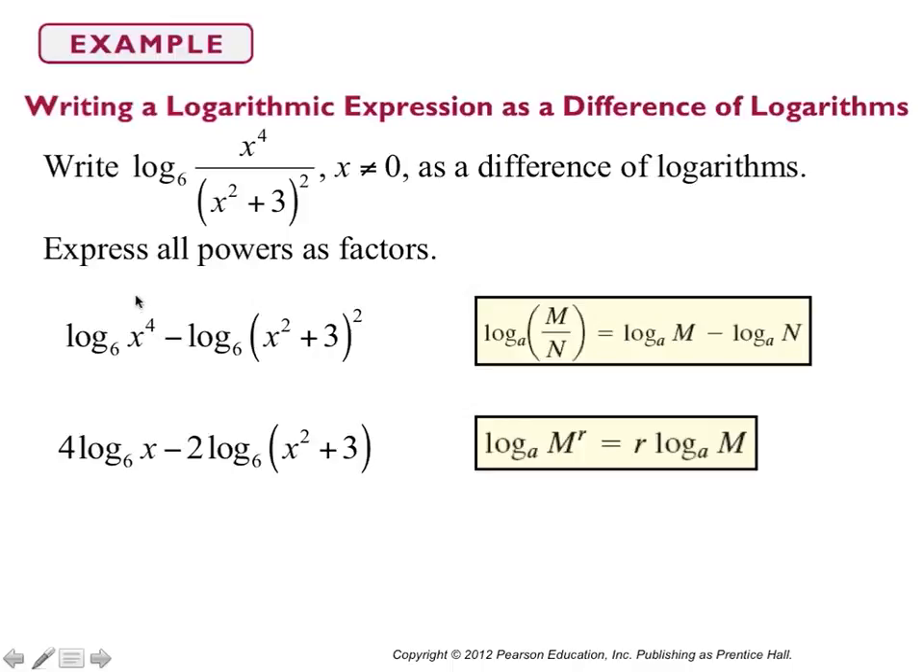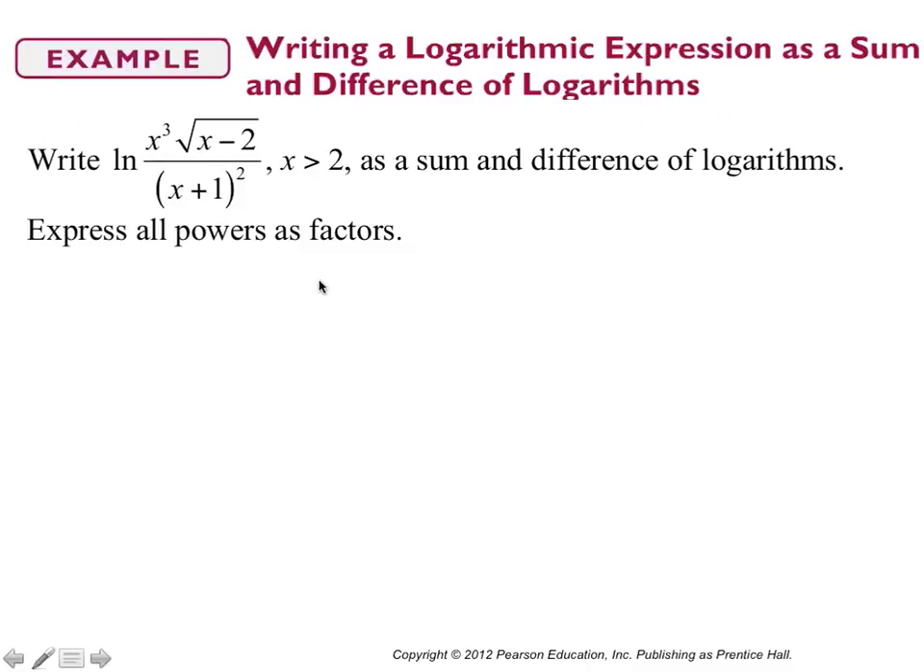This 4 is going to become a factor, so it's going to go up front. So we have 4 times log base 6 of x, and then we take this 2, which is again a power, and we rewrite it as a factor. So we take it and we stick it out front. So we have 4 times log base 6 of x minus 2 times log base 6 of x squared plus 3. All right, now let's look at one that is kind of nasty looking.